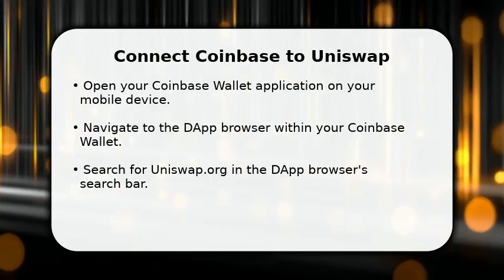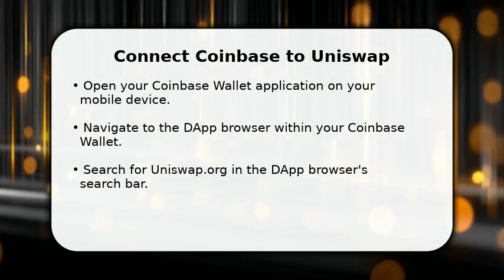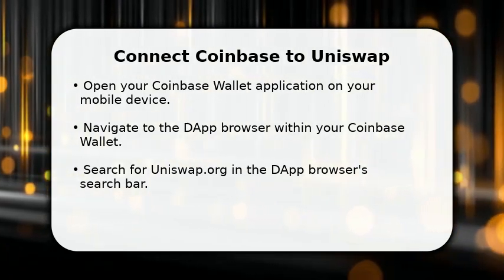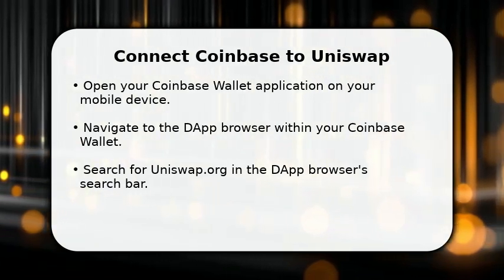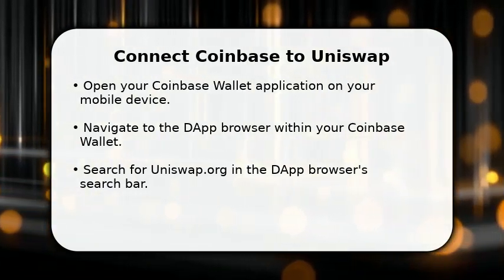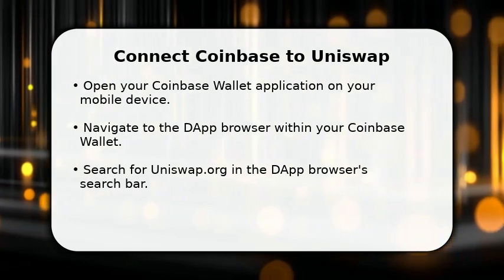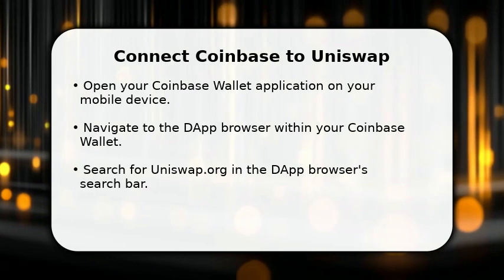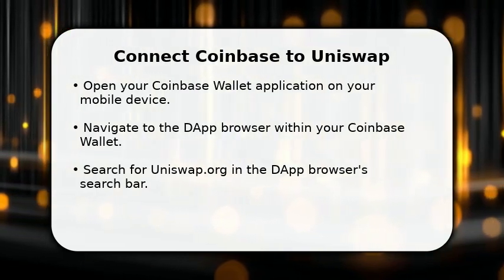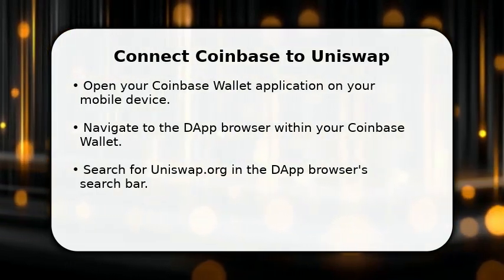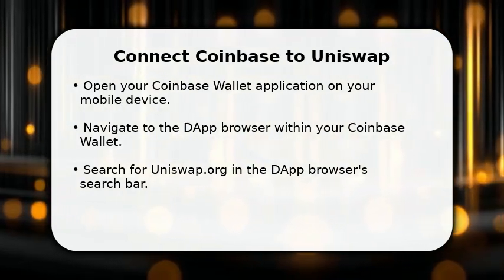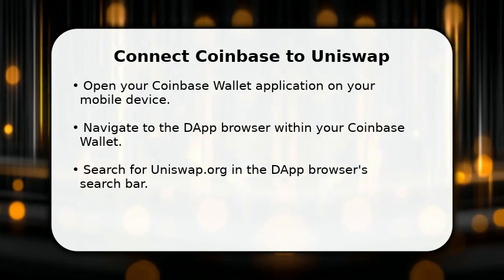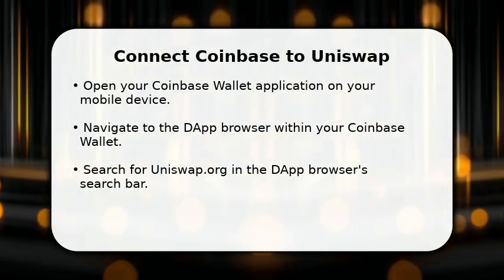In this video, I will explain how to connect Coinbase wallet to Uniswap. First, open your Coinbase wallet app on your phone. Next, find the D-app browser, which looks like 4 squares, usually at the bottom. Then, type uniswap.org into the search bar and hit enter. This will take you directly to the Uniswap exchange interface, ready for the next steps. It's a straightforward process to get started with decentralized trading.